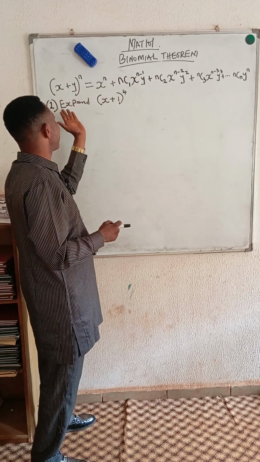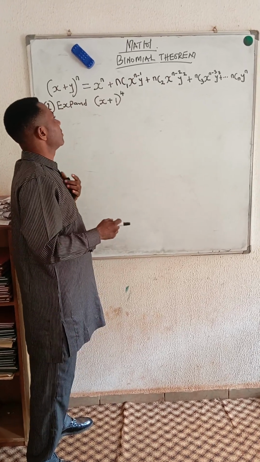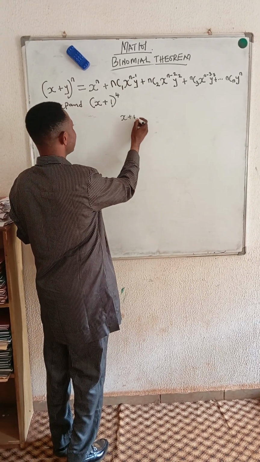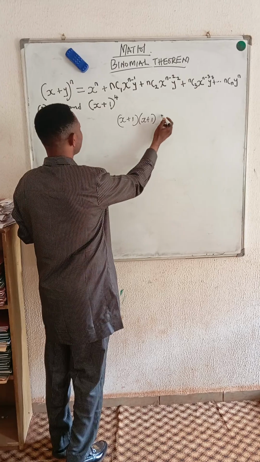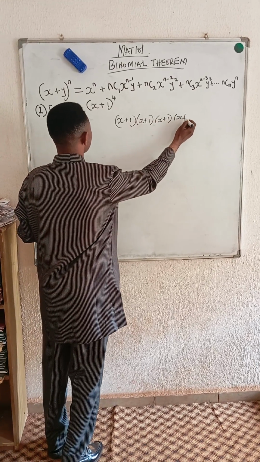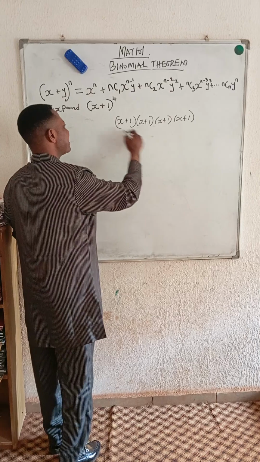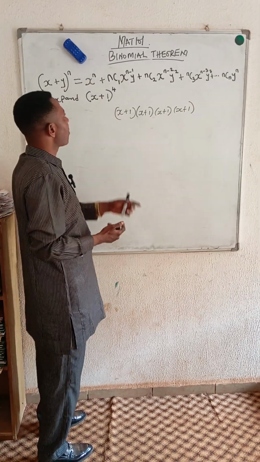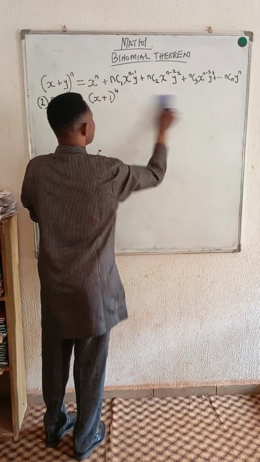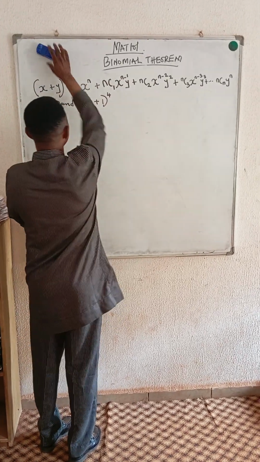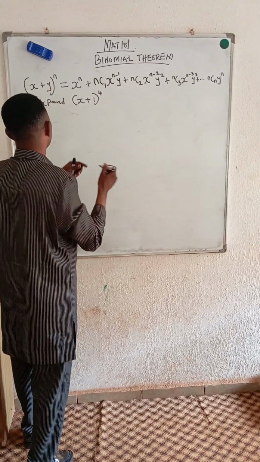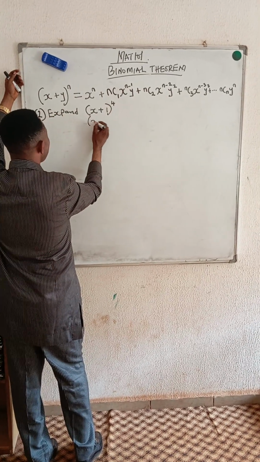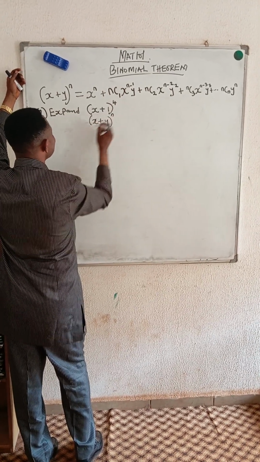Now, they say we should expand x plus 1 power 4. We have a model here. Ordinarily, x plus 1 power 4 means x plus 1, x plus 1, x plus 1, x plus 1 in 4 places. For us to expand this, though we will get the answer, it's going to stress us. So we have a model that will help us in getting the answer quickly, which is this formula. All we need to do is compare this with x plus y power n, which is the formula.